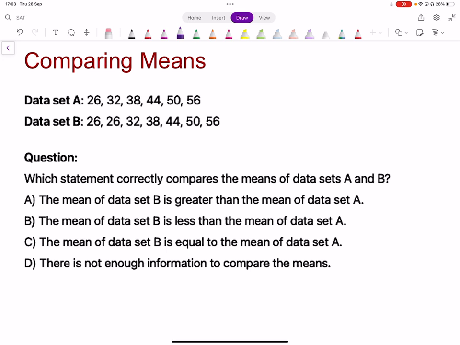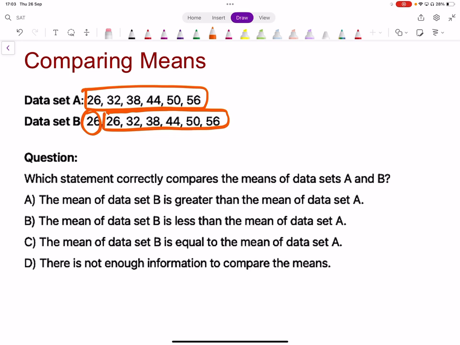Now, one possibility is what you are doing right now, calculating the means of both of these data sets. But is there a quick way of just figuring this out? Look at the values. 26, 32, 38, 44, 50, 56. The second set of values is also all the same. There's only one difference. There's another 26 here. Okay. Which mean is greater? A. Why?